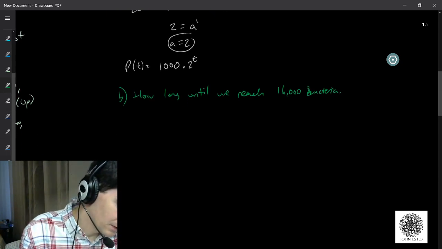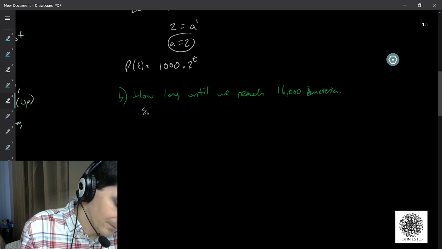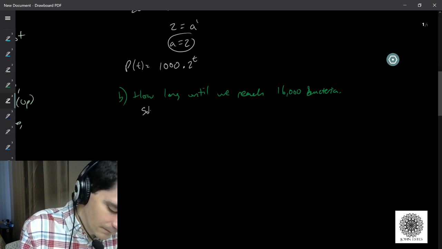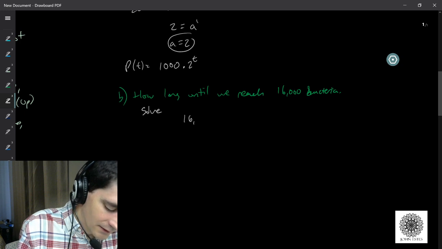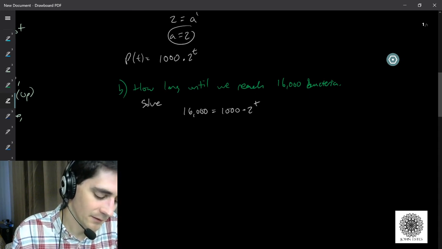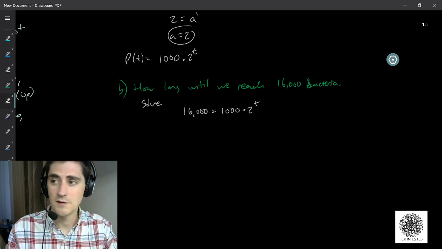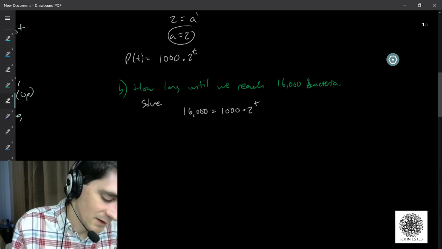All right, so what we're trying to solve then is this equation. We solve 16,000 equals 1,000 times 2 to the t power. All right, so I'm going to divide both sides by 1,000. I'm going to isolate 2 to the t power. So I divide both sides by 1,000. I get 16 equals 2 to the t power.